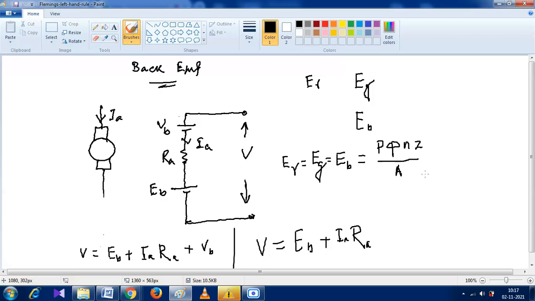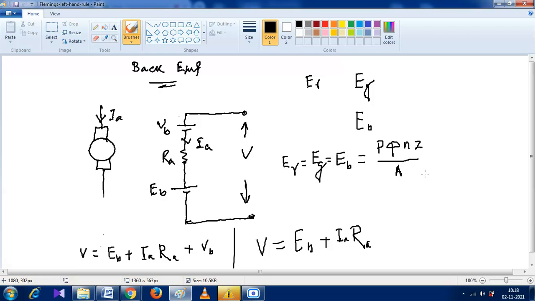And the expression of back EMF is similar to the generated EMF, similar to the rotational EMF, which is P phi N Z by A. Here we use the small n. What does the small n denote? Speed of armature in rotations per second, RPS. Good.